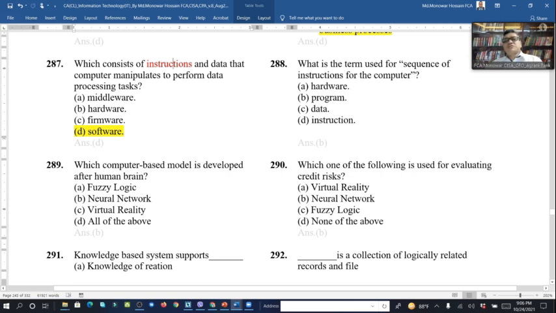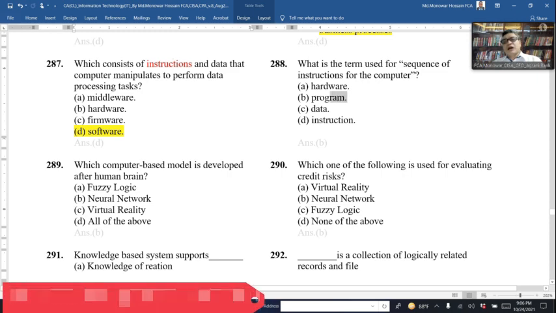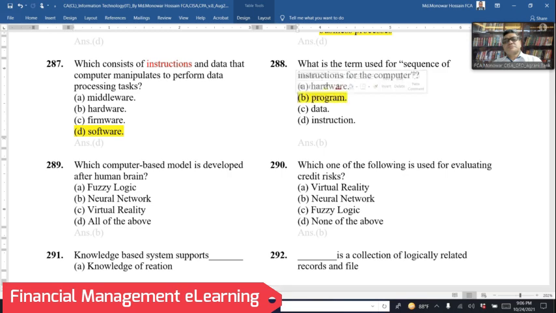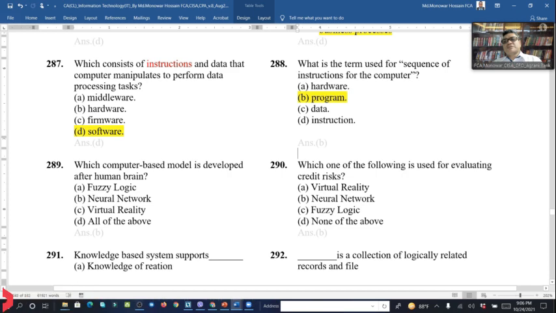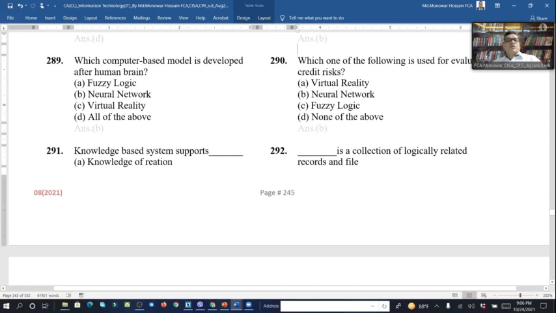Which term is used for a sequence of instructions for the computer? Here, program. Program is used for a sequence of instructions of the computer. Which computer-based model is developed after the human brain? Here, neural network.